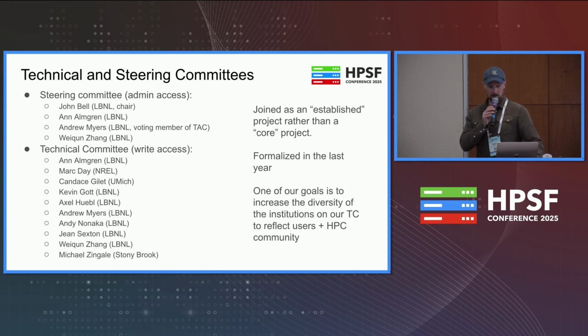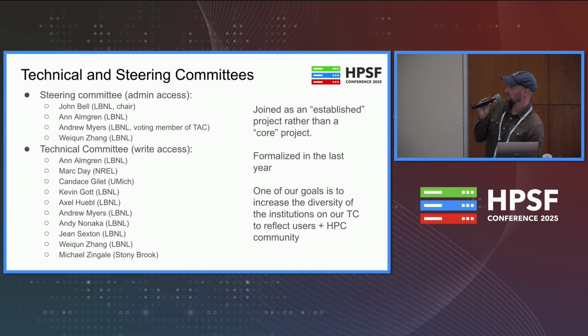So these are the current members of the project. We have both a technical and a steering committee. The steering committee is John Bell, Ann Almgren, myself, and Weiqun Zhang. The steering committee corresponds to people who have admin access to the GitHub repo. The technical committee is people who have the ability to merge pull requests.